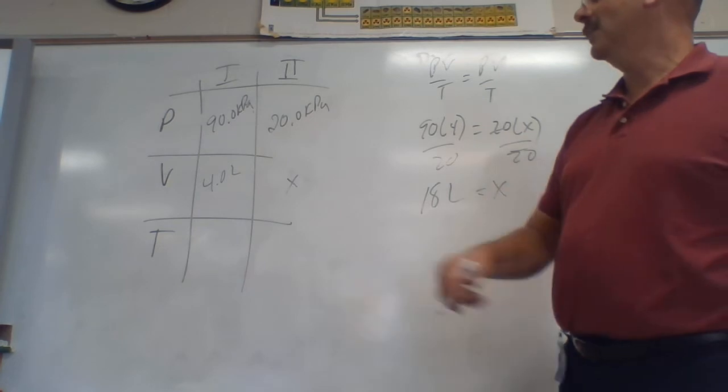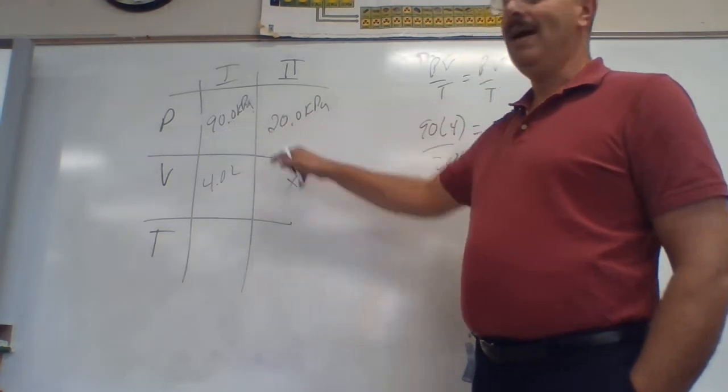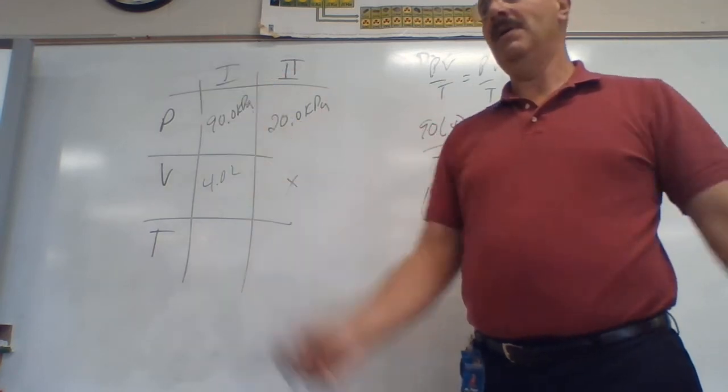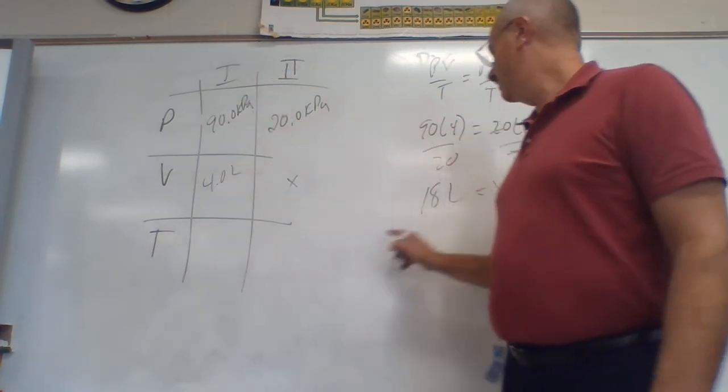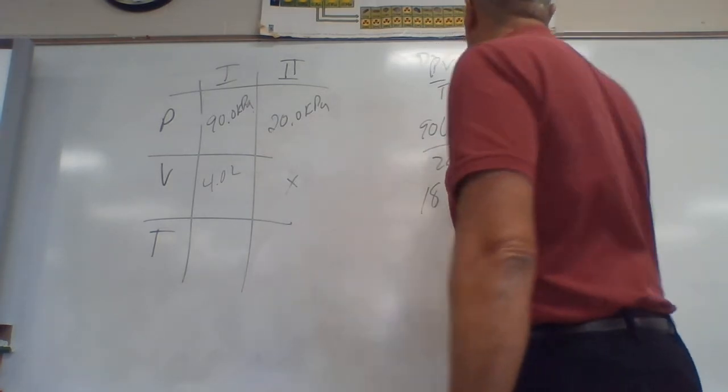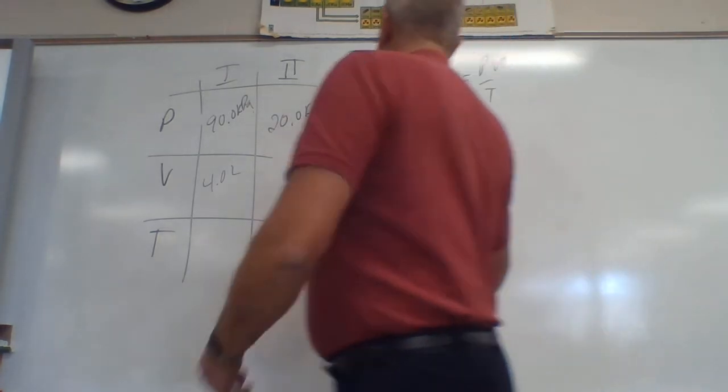So looking to see if this is right, the pressure went from 90, went down to 20. So in order to make it go down, I gotta make this thing bigger. So it went from 4 up to 18. Yep, it did get bigger, so that follows the rules. All right, on to the next one. Clear this guy off.